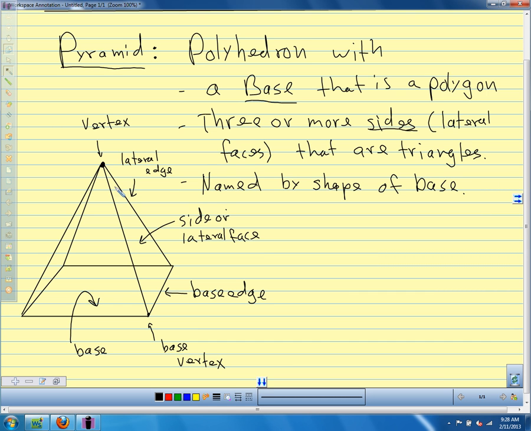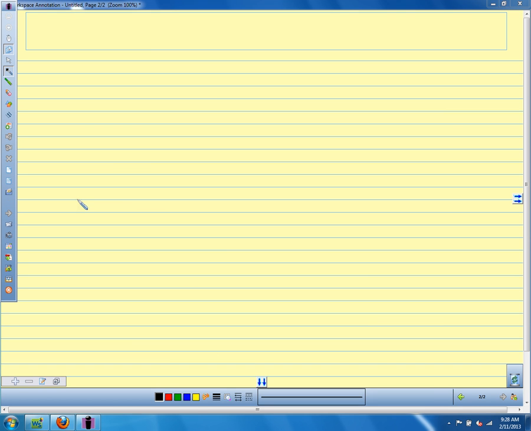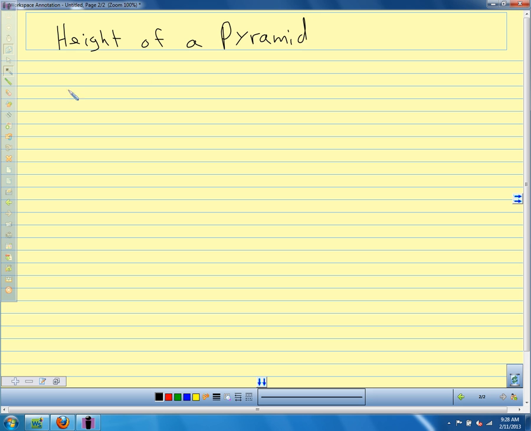So any questions on the parts of our pyramid? So we have a polygon for a base, the sides, three or more that are triangles, and we name it by the shape of the base. Our pyramids get a little more complicated because we have two different heights that we have to deal with. So let's talk about the height of a pyramid. And we'll draw another pyramid.